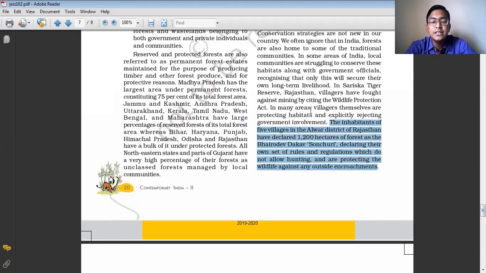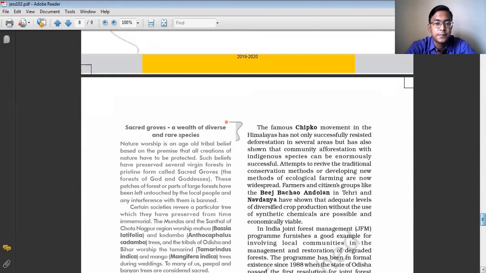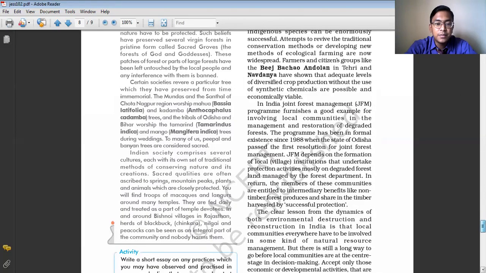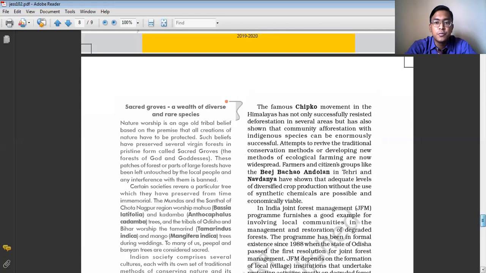So here you can see different groups of people came forward to protect the wildlife and the forest resources of our country. In the same way, there are many groups of people who consider the trees sacred; they worship the trees. One such example is the Chipko movement, one of the famous movements in history. The famous Chipko movement in the Himalayas has not only successfully resisted deforestation in several areas, but has also shown that community afforestation with indigenous species can be enormously successful.